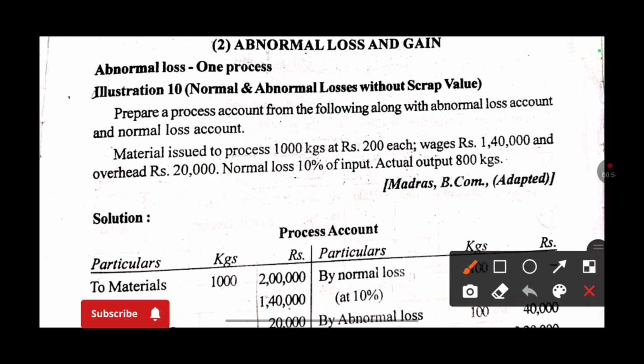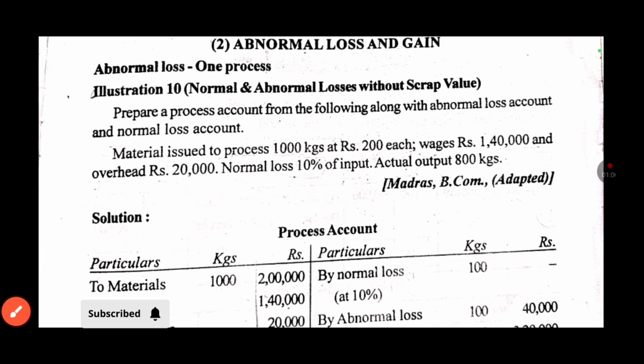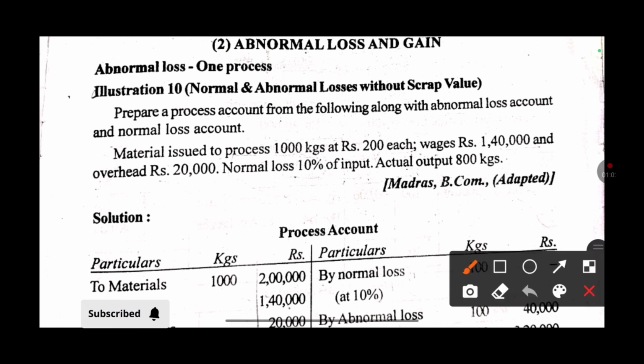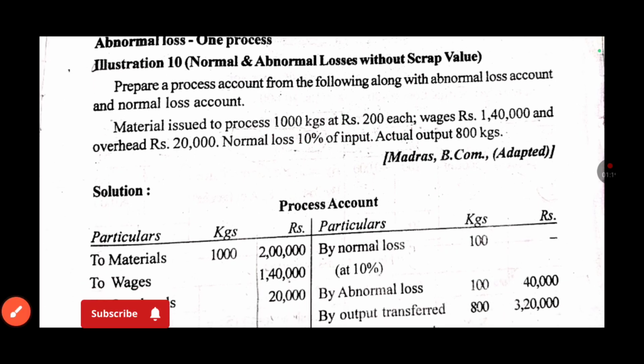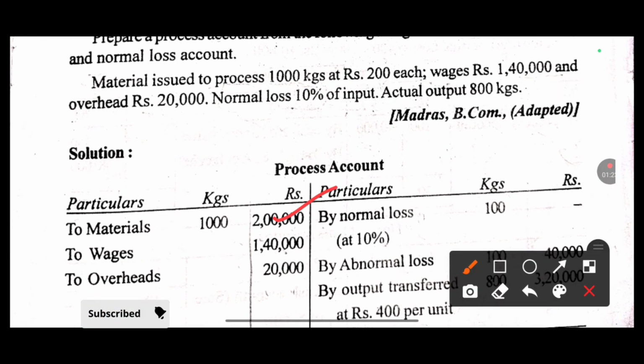Okay, let's prepare the process account, first account. Material issued to process 1000 kgs at rupees 200 per kilo. So the cost per kilo is 200 rupees. How much for 1000 kilos? We need to multiply both of them. That means 1000 kilos into 200 rupees, we will get 2 lakh rupees. So the cost of the material is 2 lakh rupees. The quantity of material is 1000 kilos.